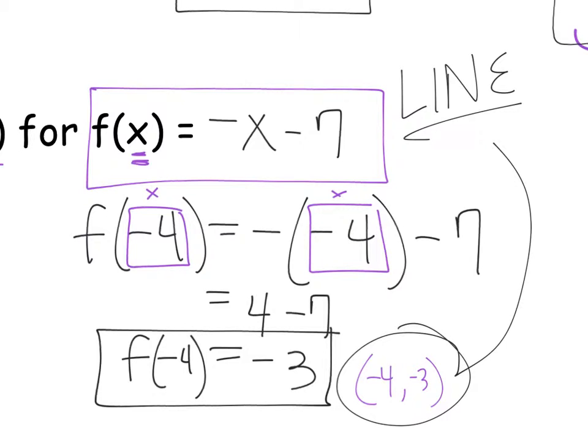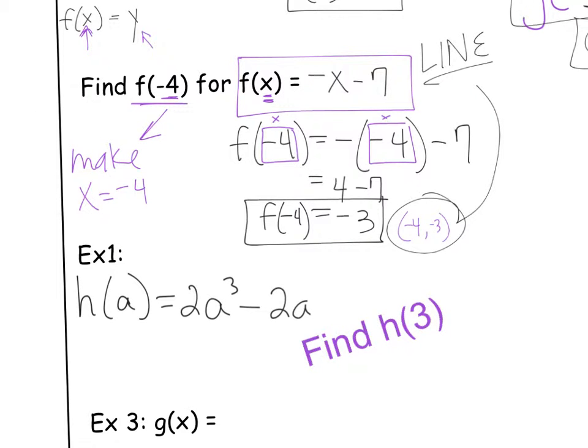I'm going to have you try an example now, and then you'll go ahead and put that answer in. So here's your example problem. Let's say the function h of a is equal to 2a to the third minus 2a. Notice in this function we called it h, that's just the name. And instead of x as our variable, a is our variable, so a is our input. Your job is to find h of 3. Go ahead and do that now.